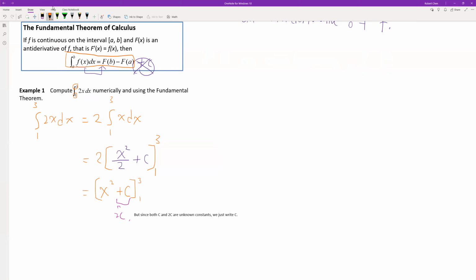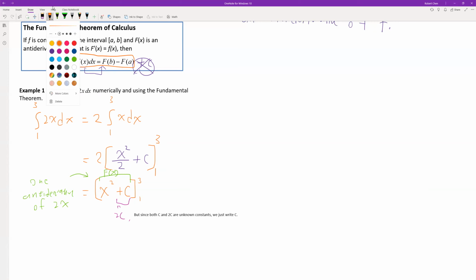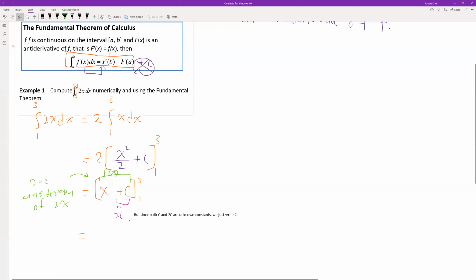So this is going to be the extra step that we will do compared to the indefinite integral. This whole thing, x squared plus c, is capital F of x. That is one antiderivative of 2x. And to move on, all we need to do is follow the fundamental theorem of calculus, which is on top here: capital F of b minus capital F of a.